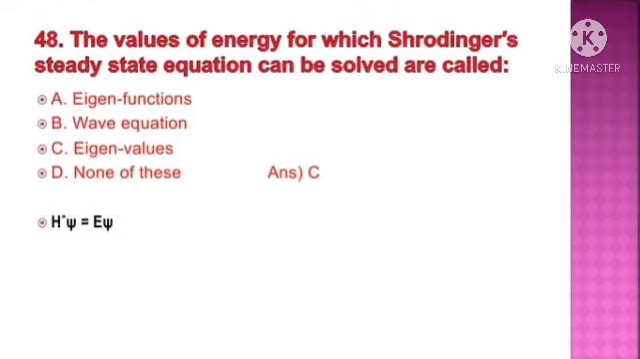Question number 48. The values of energy for which Schrodinger's steady state equation can be solved are called. The answer is option C, eigenvalues. The eigenvalue equation is H cap psi is equal to E psi. H cap is the Hamiltonian operator, psi is the wave function.